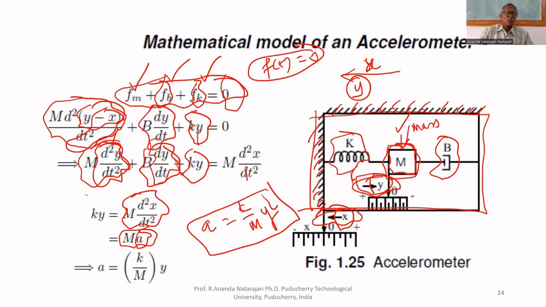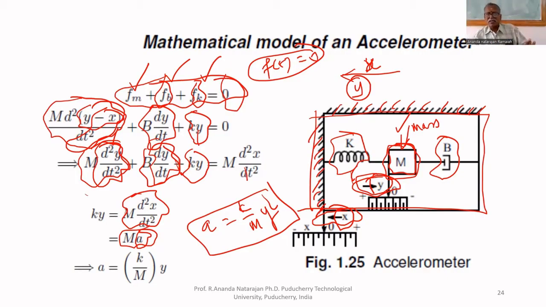What is constant acceleration? If acceleration is constant, there is no change in acceleration. Acceleration is constant means d square y by dt square is 0. Why d square y by dt square? Y is a function of acceleration. There is no change in acceleration. That's why d square y by dt square is 0. Similarly, dy by dt is also a function of y. Y is a function of acceleration. There is no change in acceleration. That's why dy by dt is also 0.